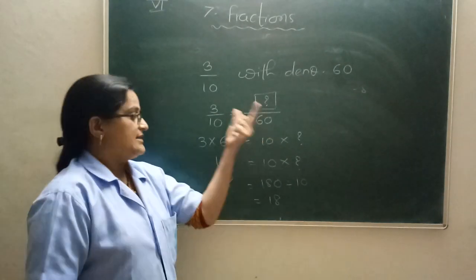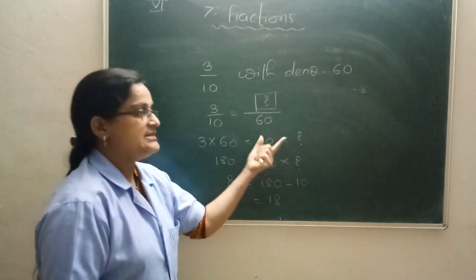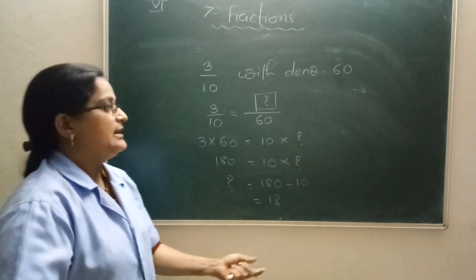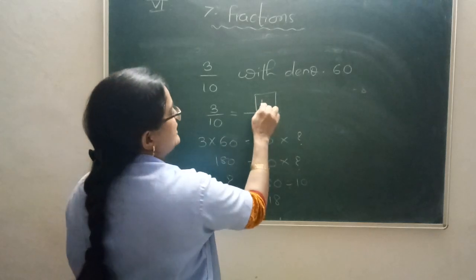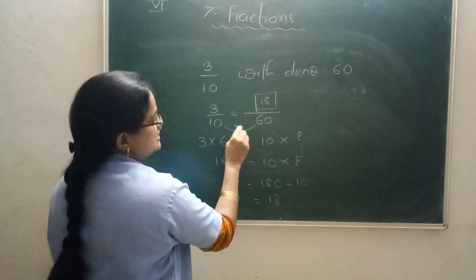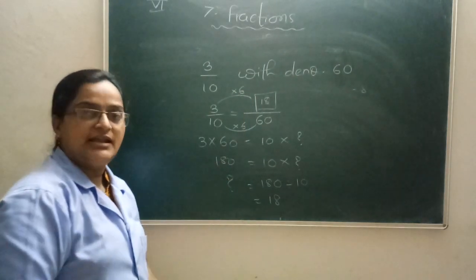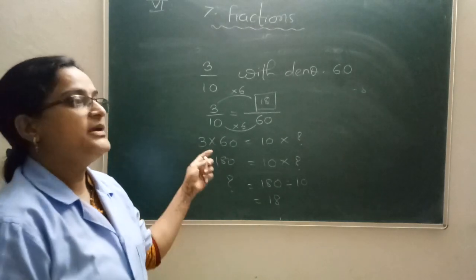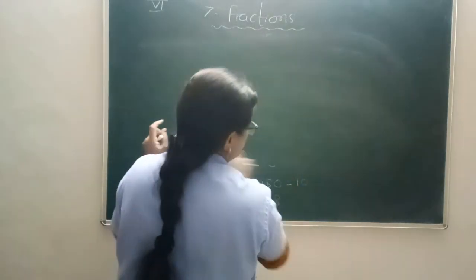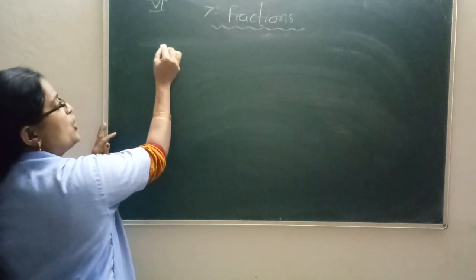If you don't know this procedure, then just ask the question: how many tens are 180? Your answer will be 18 tens are 180, and hence here you are going to write 18. But obviously it is easier to establish the relation: 10 sixes are 60, and so 3 sixes are 18. In any way you are going to get the same. That is how you can make use of this property.